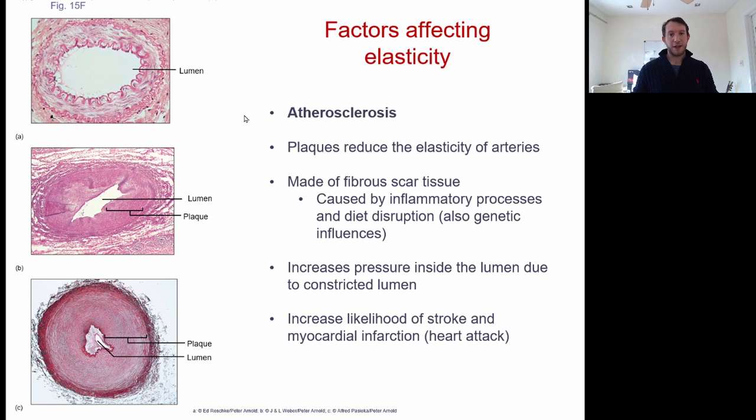Now, the factors affecting elasticity, like I mentioned, is aging, and that aging is actually associated with atherosclerosis as well, which is a plaque build-up, and this is basically scar tissue. This is a fibrous tissue, so this word sclerosis here just means kind of hardening and scarring as well, and that can be caused because of inflammation. There can be genetic influences as well, depending on the lifestyle factors and diet.